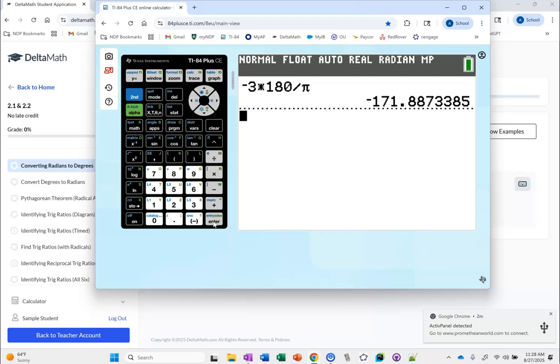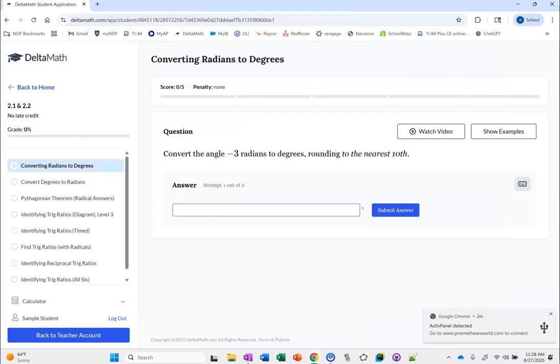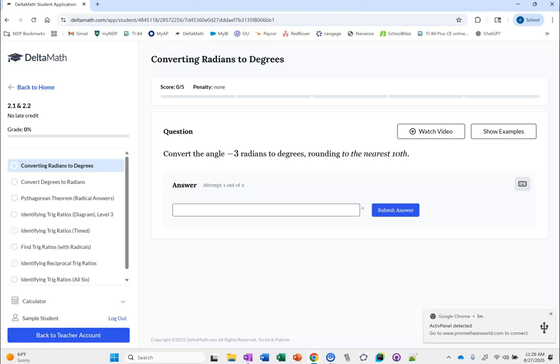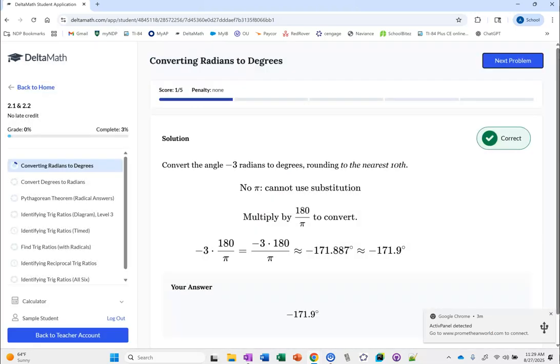What does the direction tell us to round this to? To the nearest tenth. So that should be 171.9, was that right? Let me pull that back up, my memory's not that good. Yes, -171.9. And it's good. Everybody feel okay on this?